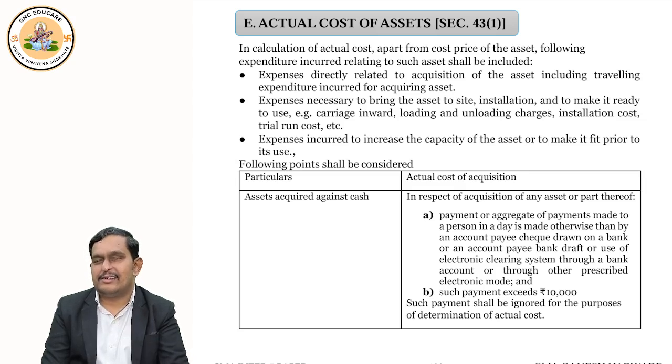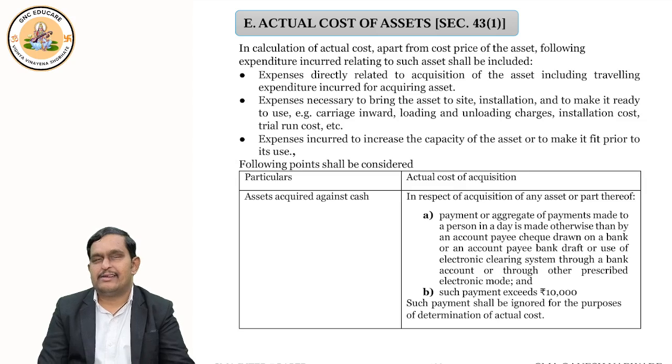We discussed that. But when we write add purchases, what should we write? If we have to write add purchases, we have to write the actual cost of purchase. So what is actual cost? It has a great meaning and analysis to do, which we'll do in this lecture. Section 43 subsection 1 talks about actual cost. So actual cost is the purchase price of the asset.